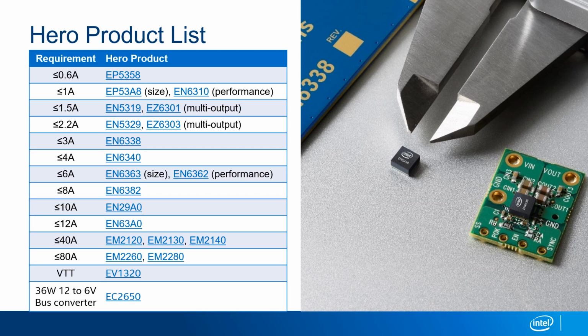I'm showing what we call the hero product list. It is a simple list for your reference. It is intended to make it simple and easy to select your power solution. Determine your current requirement with the power and thermal calculator, and then look up the part in this cross-reference table. It's that easy. If your requirements are greater than 80 amps, then you'll have to consider a discrete solution that we talked about a few slides ago.